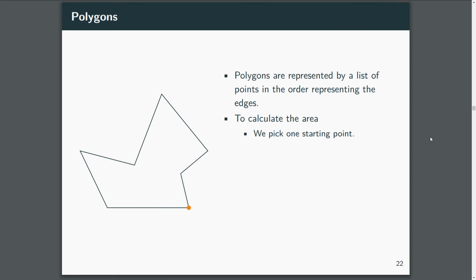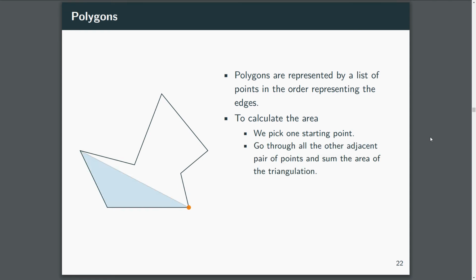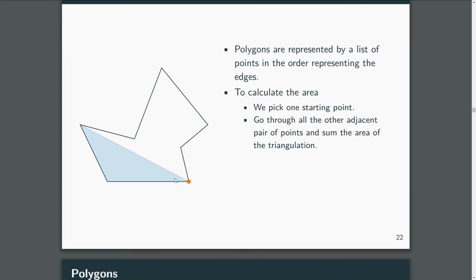So we started at a single point, and then we look at the next two adjacent points. And we find the area of this triangle, signed area. So we just use the cross product for this vector and either this vector or this vector. I would say you do this vector here from this point to this point, and then this vector from this point here to this point here.